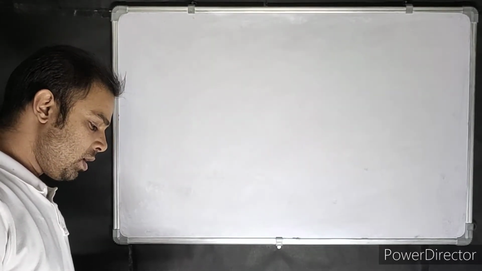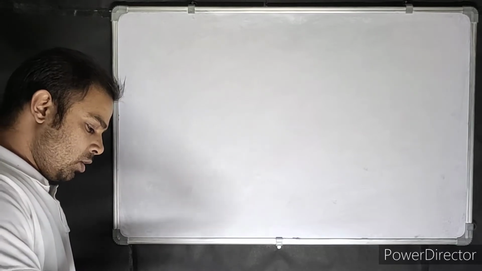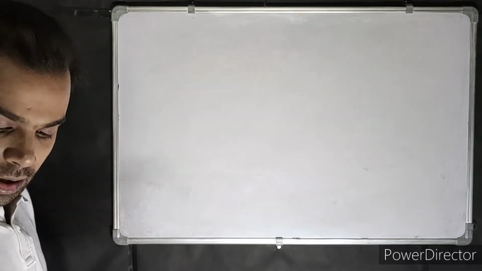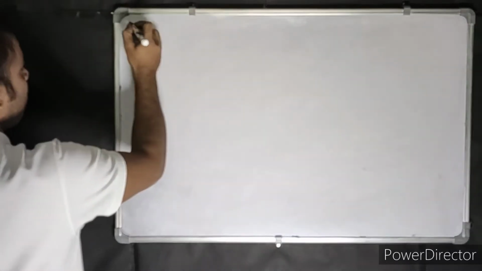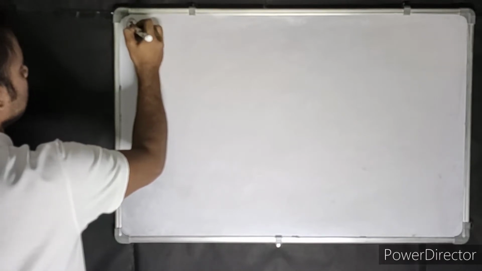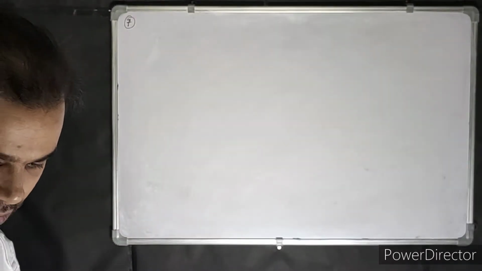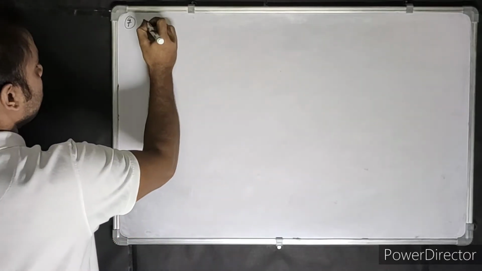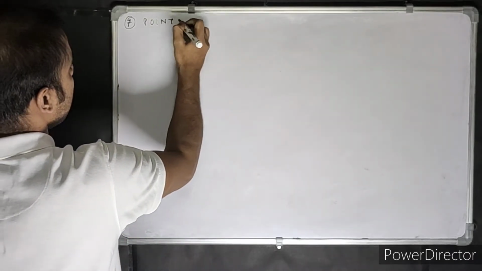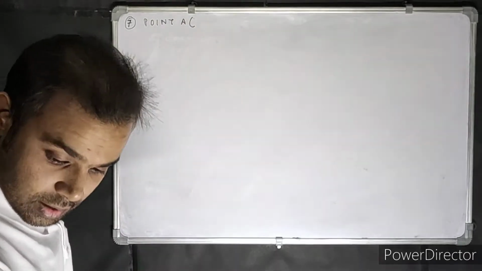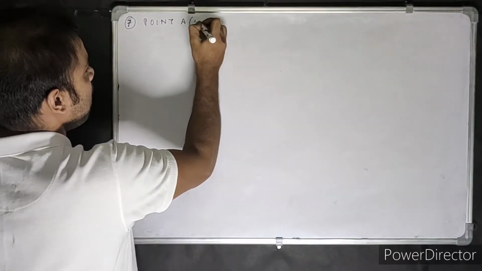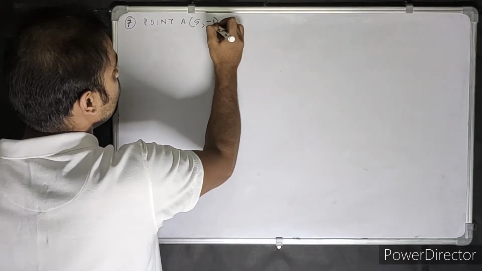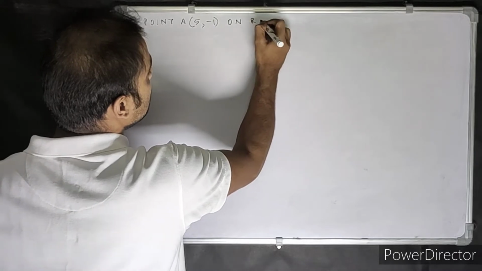Now question number 7 is a graph question. So you have to use a graph paper for this question. Okay. Concentrate. Question number 7. Point. This is how it's written. Point A. It's given as 5 comma minus 1 on reflection.